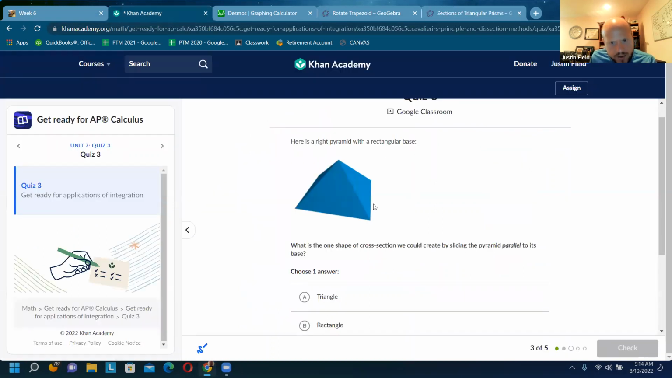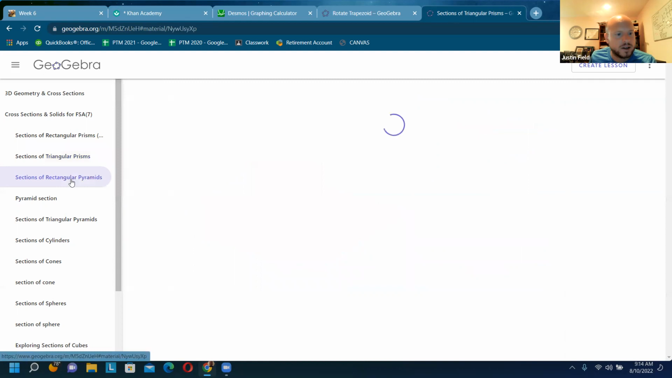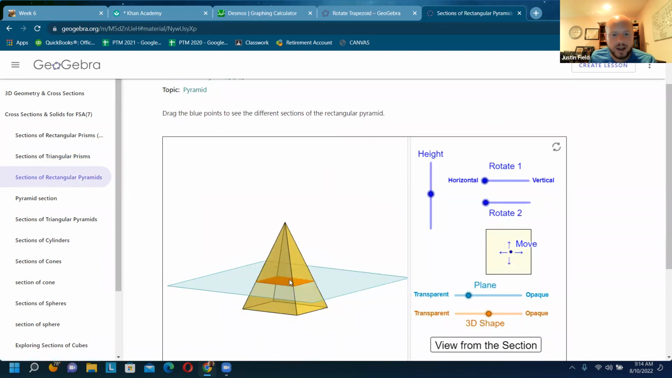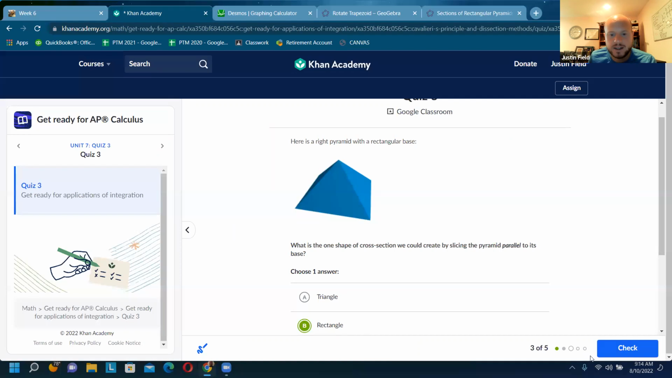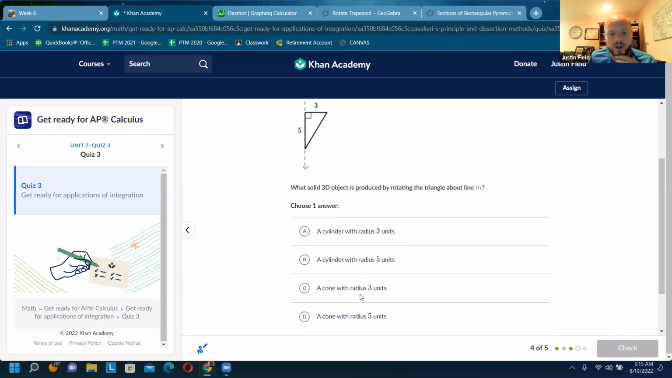And if it's parallel to the base, what do you think? It would be the base, right? And then look at that. Now we can see it. I always like seeing it. So if your cross section is parallel to the base, it's the same shape as the base. Okay. Rotating this guy, what are we going to get? A cone. We know that. A cone with a radius of 3.